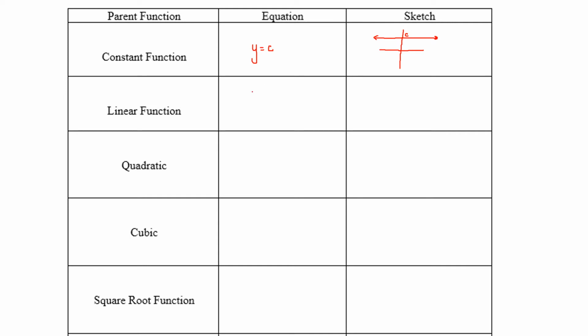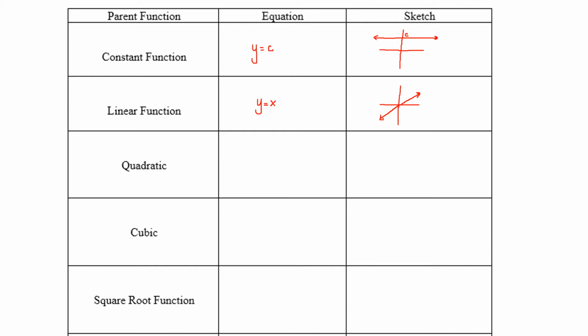A linear function is one where we see y equals x or mx plus b or some form of a straight line. And so a general sketch of a linear function, we get one of those types of lines.